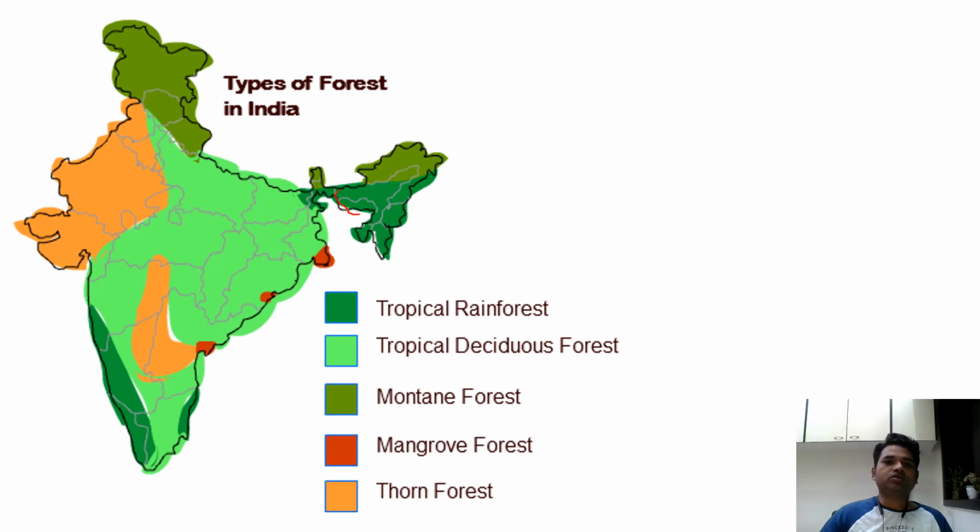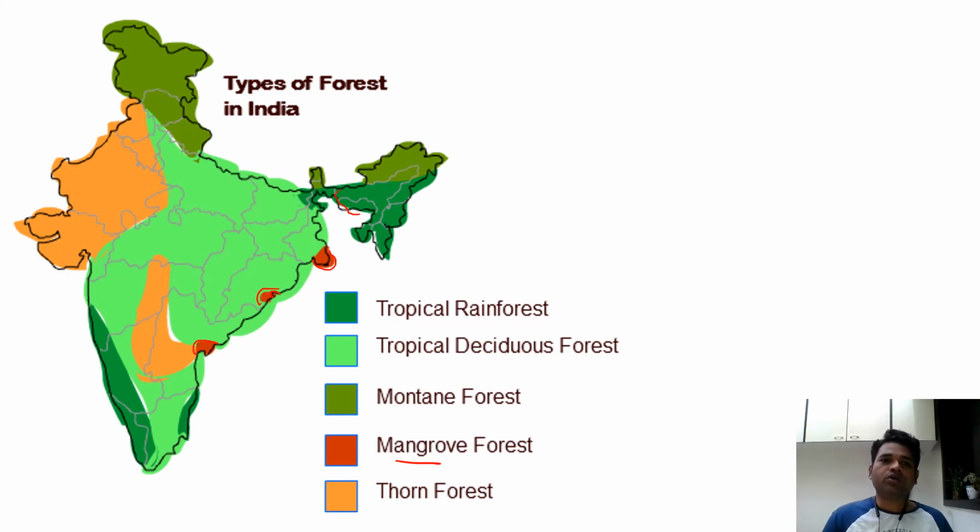One more thing you see over here is this one. This is called the mangrove forest, which is seen in the coastal region. This region is the Chilka Lake in Odisha. It shows mangrove type of forest. Even in most of the coastal region, you will find mangrove forest. Mangroves are special vegetation which survive in salt water, in the marine environment.